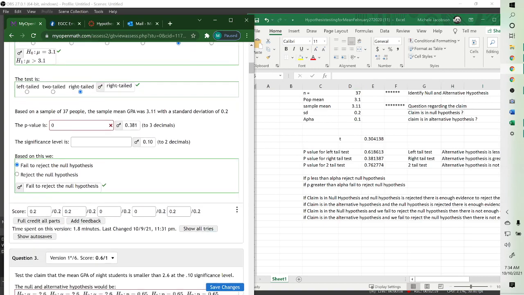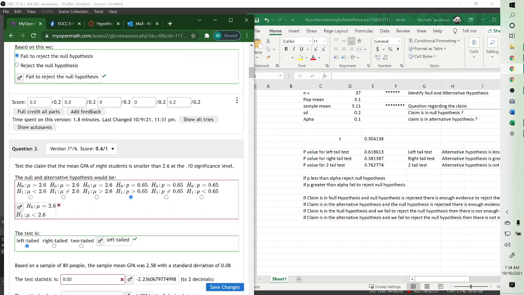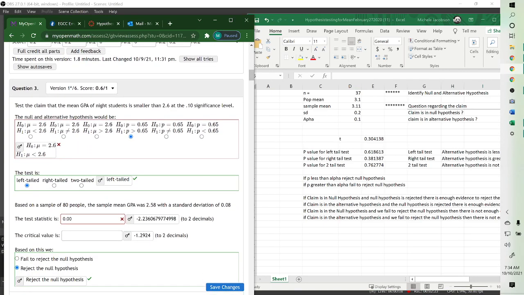Try one more. Okay, so this one, we're testing it smaller than, so then it would be the less than or equal to 2.6. So it should have been the less than one right here. No, that's 6.5. Right here, 2.6. Which makes it a left tail because it's pointing left.